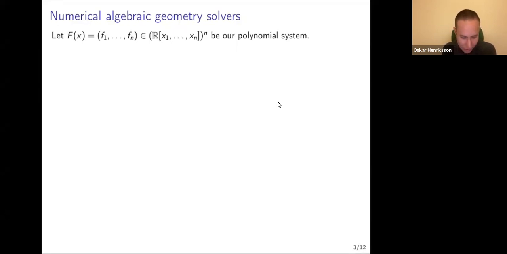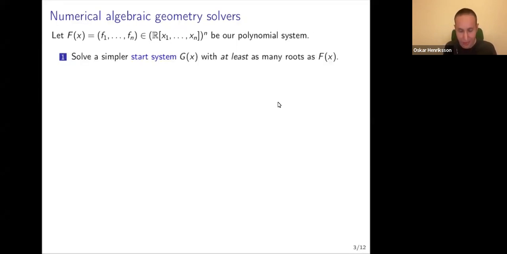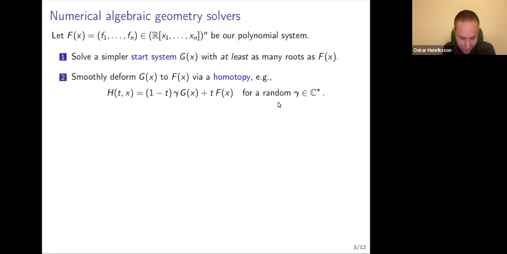Well, what you do then is that you take another system that's simpler to solve, and which you know has at least as many solutions as your original system, as your target system. We call this the start system. Then we solve this, and then we imagine a continuous deformation from the simpler start system to the more complicated target system. In fancy language, this is called a homotopy.